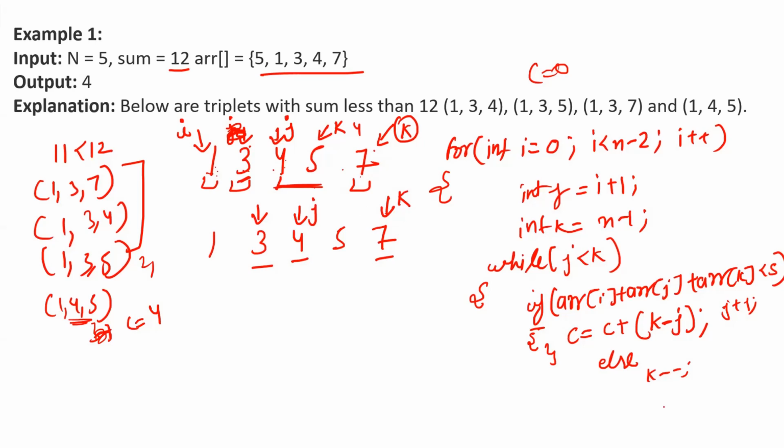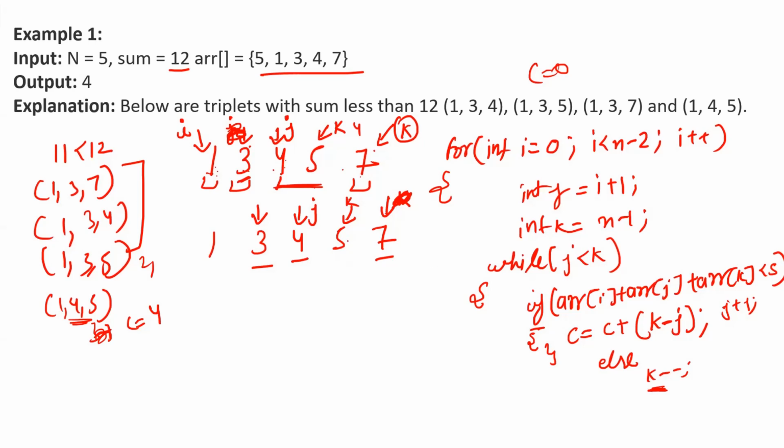So if that is not the case, what we are doing is decrementing the value of k. So let's decrement. k is pointing to this element now. 3 plus 4, 7 plus 5, 12. Again, this is not meeting the criteria. This is not satisfying the given criteria.